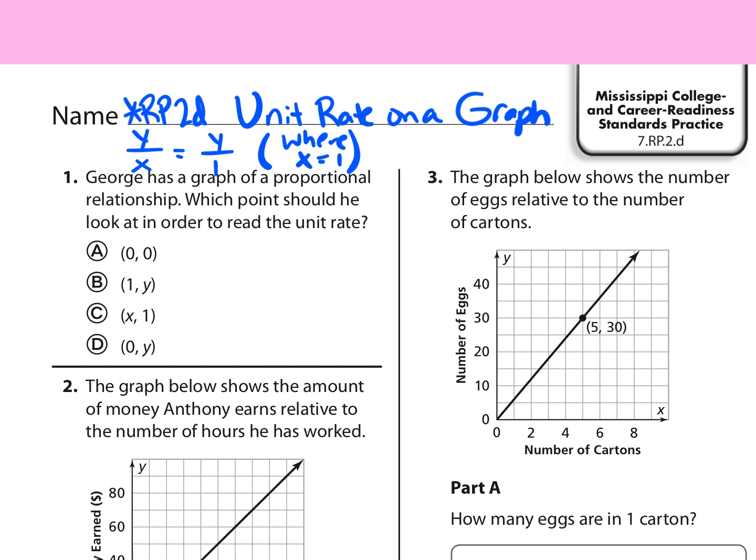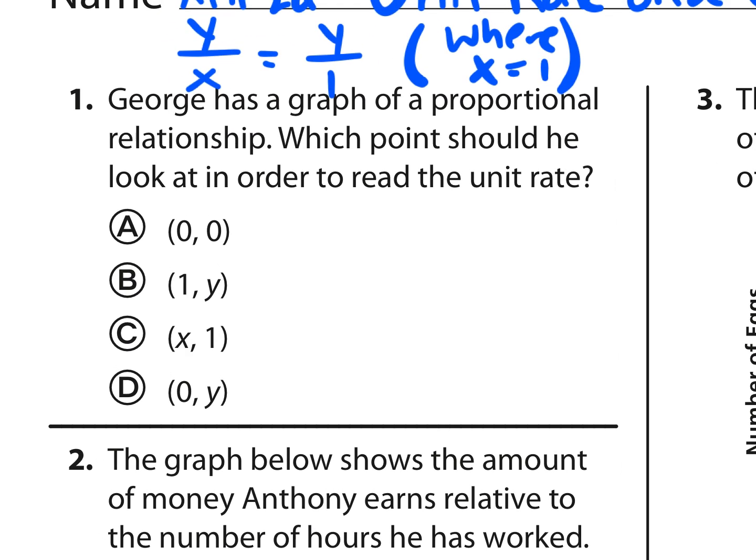Standard RP.2 unit rate on a graph. This would be such as saying y divided by x, where x is 1 because it's a unit rate. So we're going to look first at problem number 1. It says George has a graph of a proportional relationship. Which point should he look at in order to read the unit rate? Well, we just said it's where x is 1. And answer choice B, written as (x, y), is where x is 1. And we'll go ahead and note that, where x is 1.